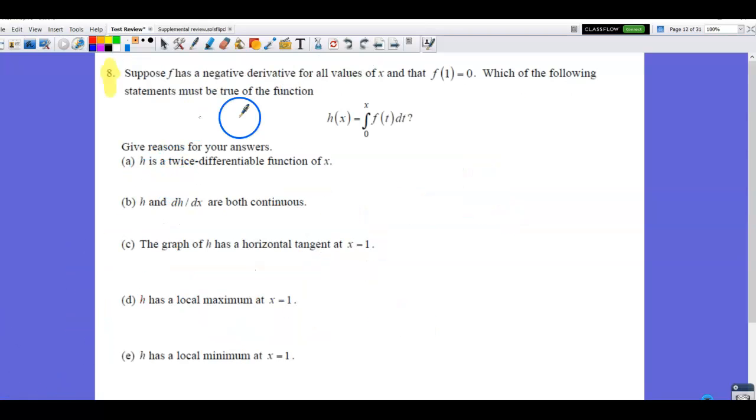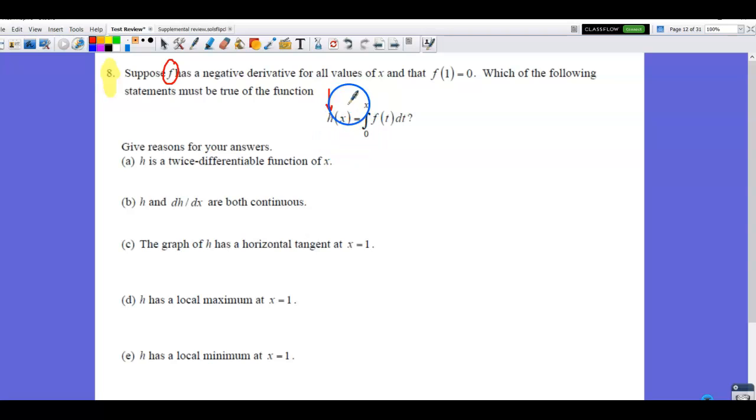All right, and problem number 8. I love this problem because it is truly about thinking and spending way more time at the beginning of the problem up here at the top and not reading any of the letters down here. Now we have a function that they talk about, a function f, and they talk about a function h. So we're going to have to figure out that relationship. So one thing that I know to be true is that f is negative for all values of x. I know that f of 1 is 0. Which of the following statements must be true?